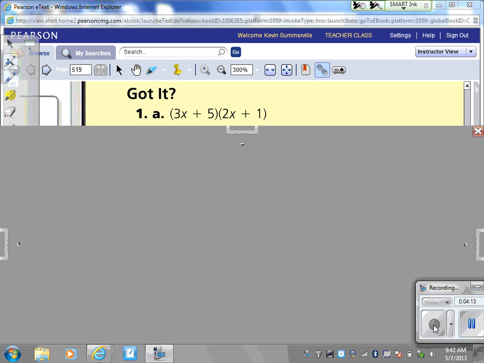I will tell you that the answer that you should get is 3x plus 5 in parentheses and 2x plus 1 in the other parentheses. Your job is to tell me how you came up with that answer.